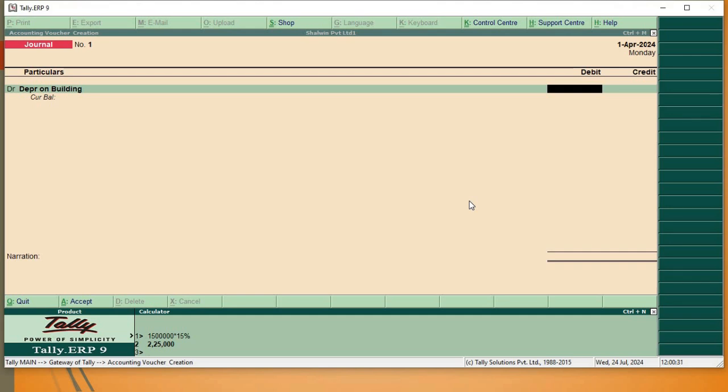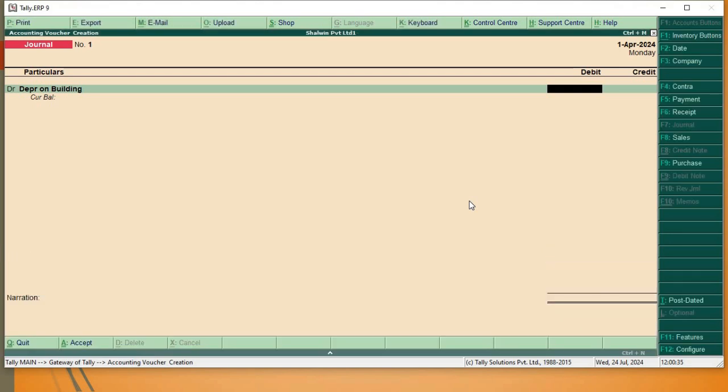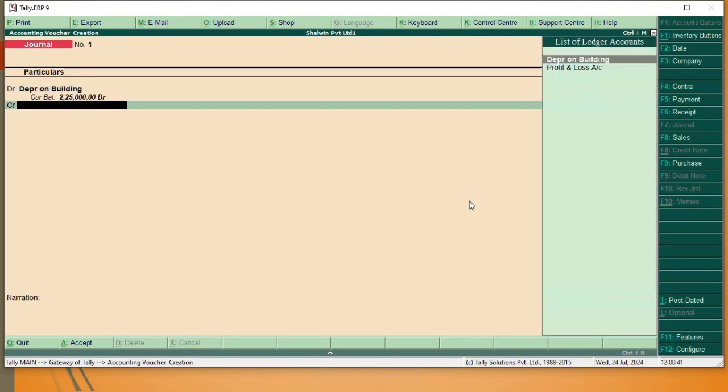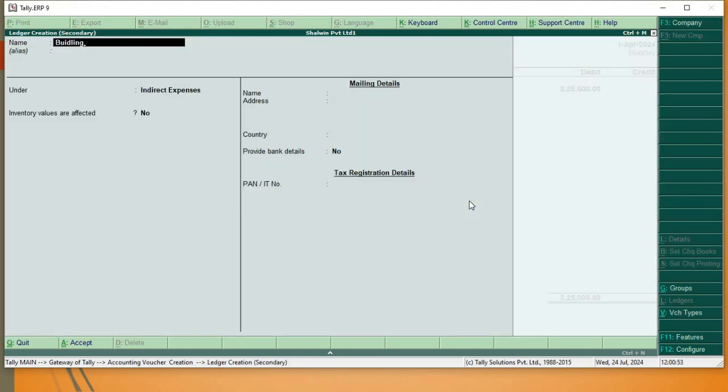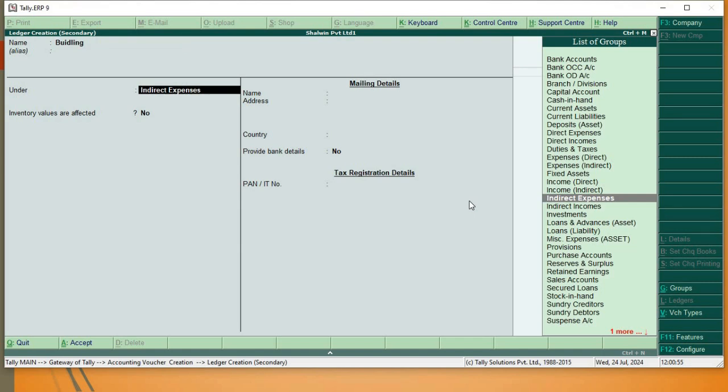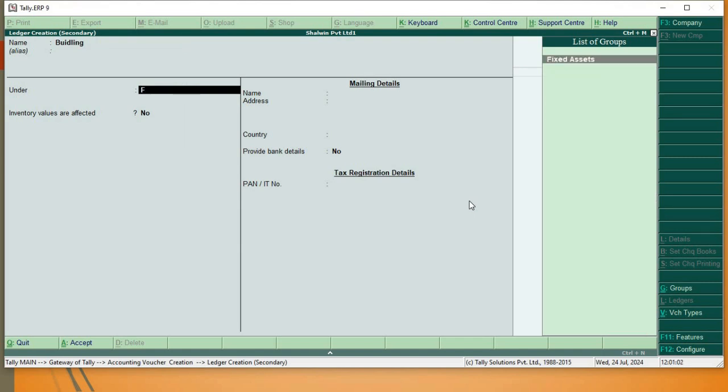In order to take the insertion point to the working area, I just press Ctrl M. It's 2,25,000. On the credit side, we have building. If you don't have that account, I'm just creating the building, building under fixed asset.